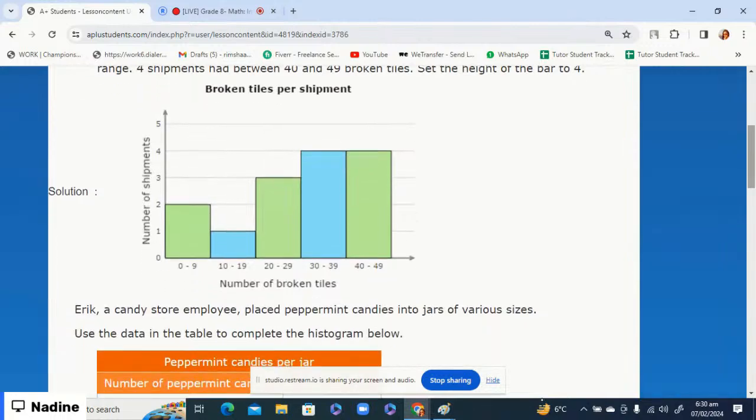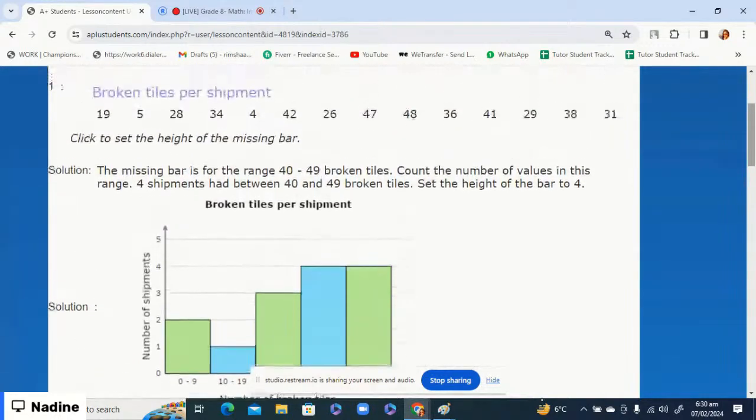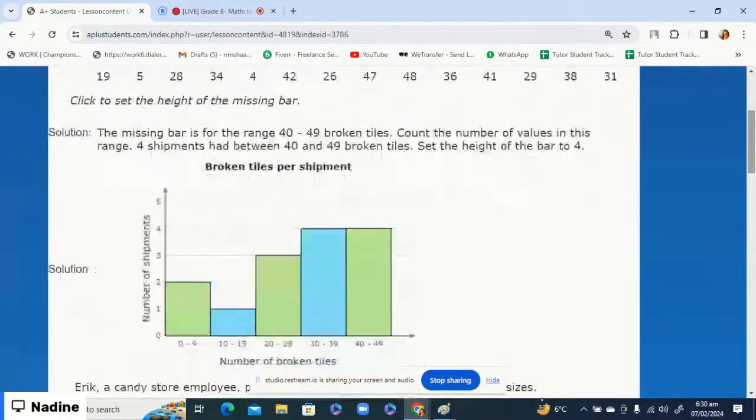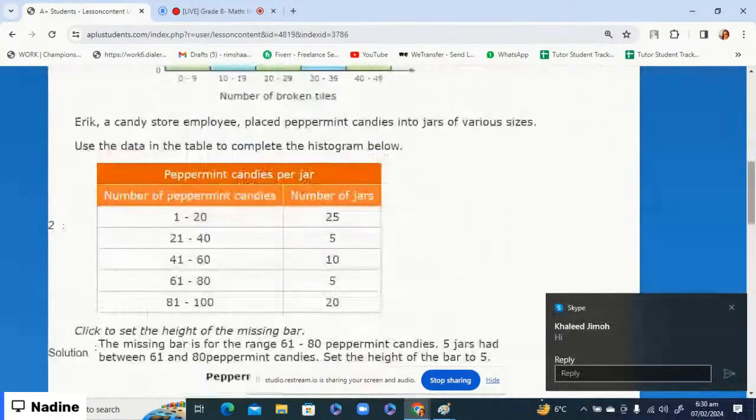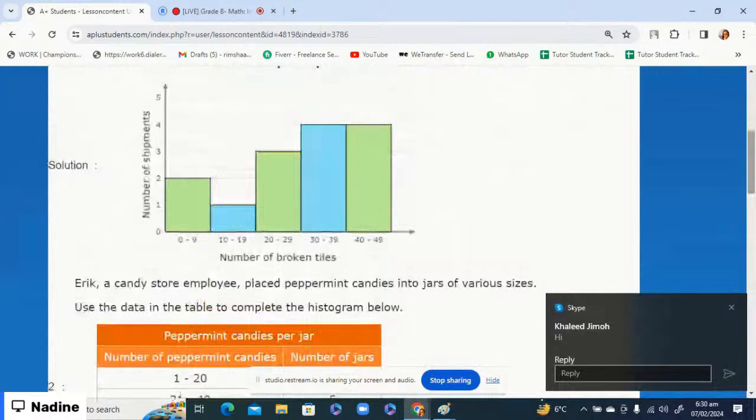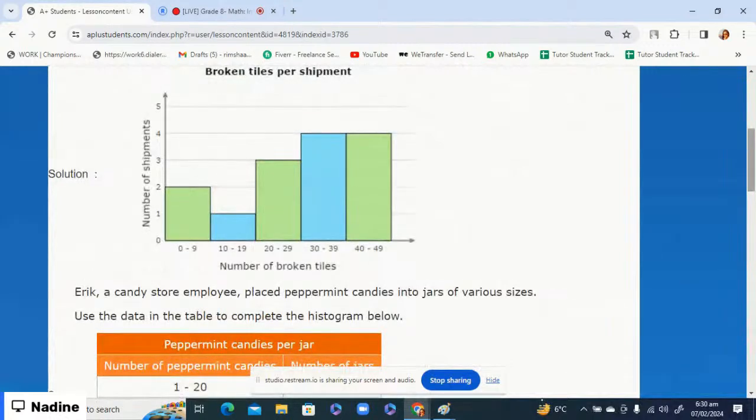So first we check 0 to 9. This is 2. Okay, 10 to 19, it's 1. Then 20 to 29, it's 3. 30 to 39, it's 4. And 40 to 49, it's again 4.